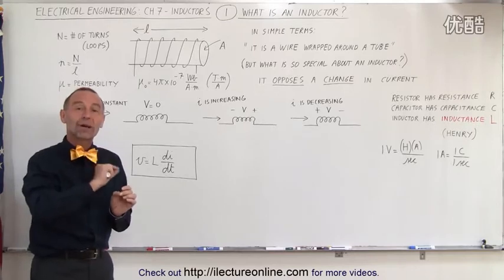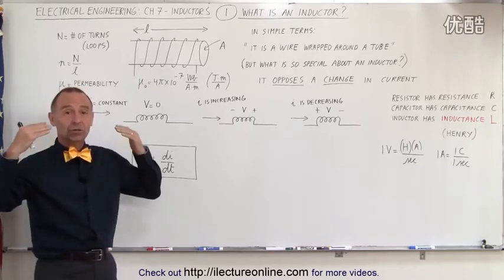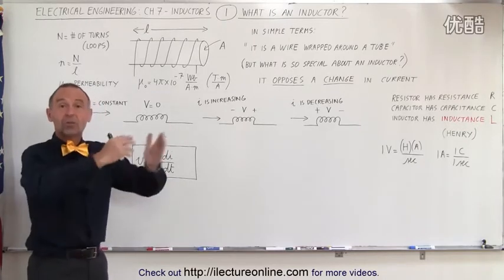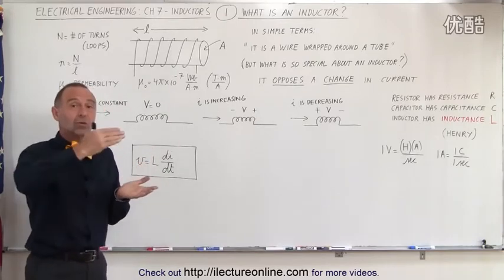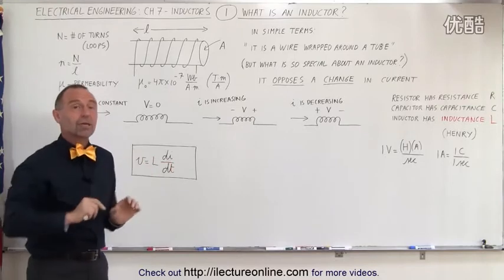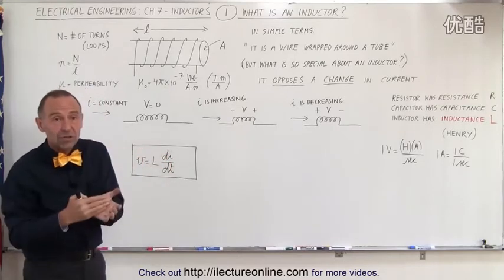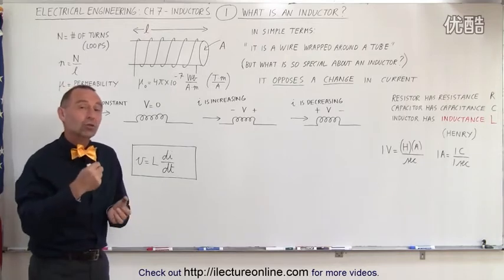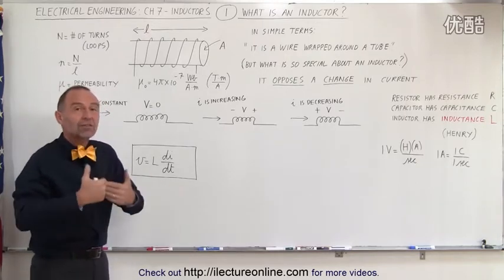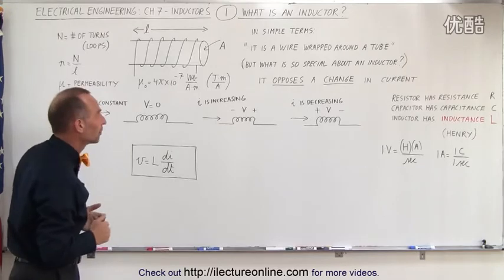The moment the current tries to change, that's when an inductor basically jumps into action and tries to oppose that change. If the current tries to increase, the inductor tries to keep it from increasing. If the current tries to decrease, the inductor tries to keep it from decreasing. And that's why inductors are so useful in electrical circuits, because of that specific property.